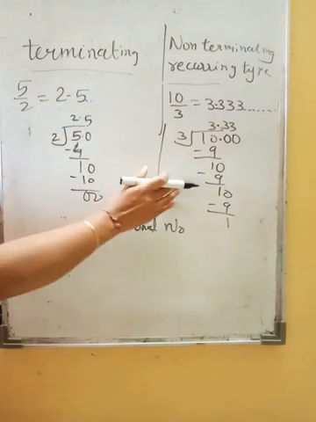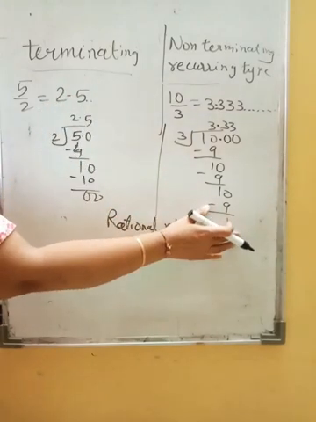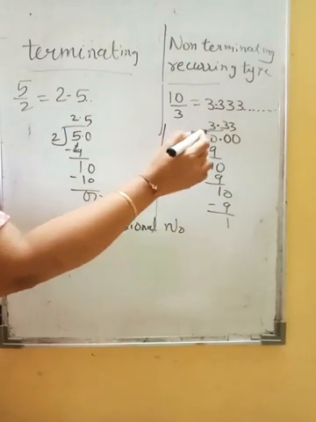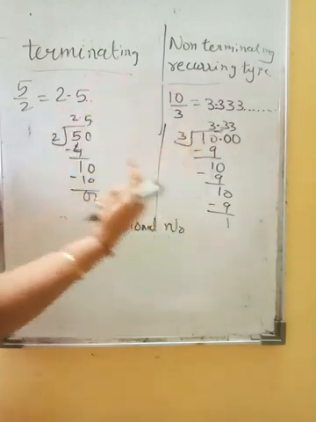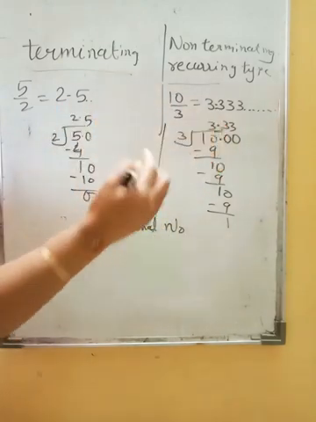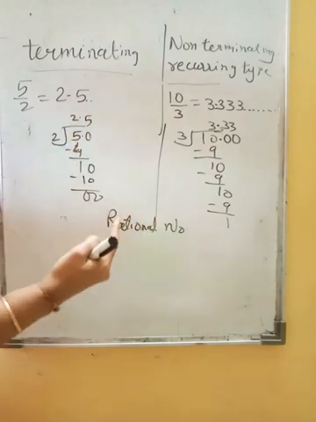Either the end comes or the end doesn't come. If the end doesn't come, children, then some number or a group of numbers is getting repeated. What is happening here? 3 3 3, one single digit 3 is repeating.